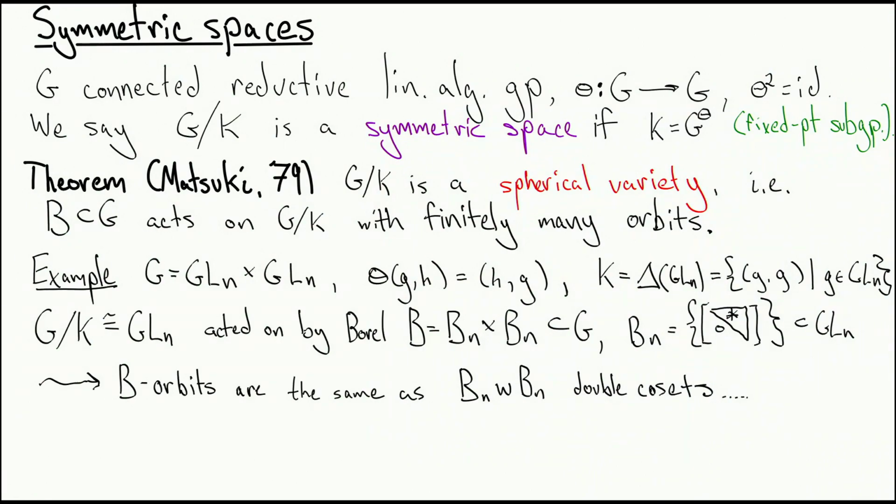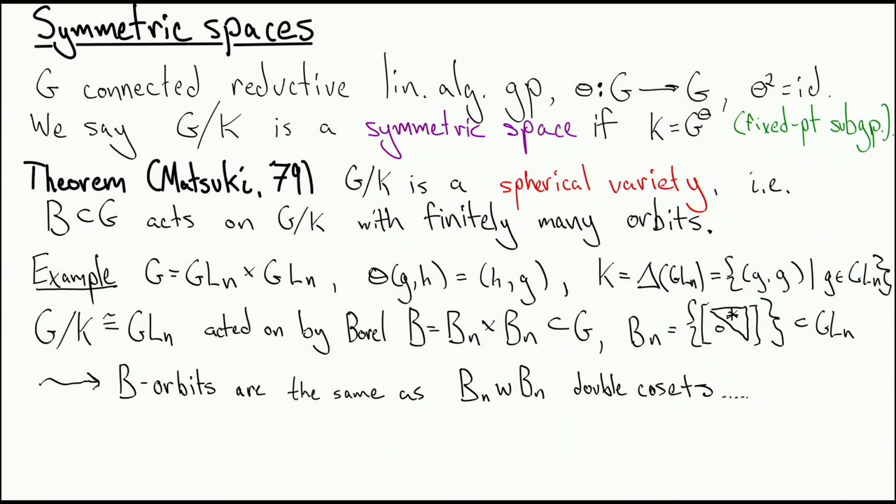And it was a theorem first of Matsuki that these symmetric spaces are examples of spherical varieties, so a Borel subgroup B of G acts on them with finitely many orbits. And it's a pretty cute fact, if you've never seen it before, that you can think of the usual Bruhat order on the Weyl group of your choosing as an example of the study of Borel orbits on a symmetric space.